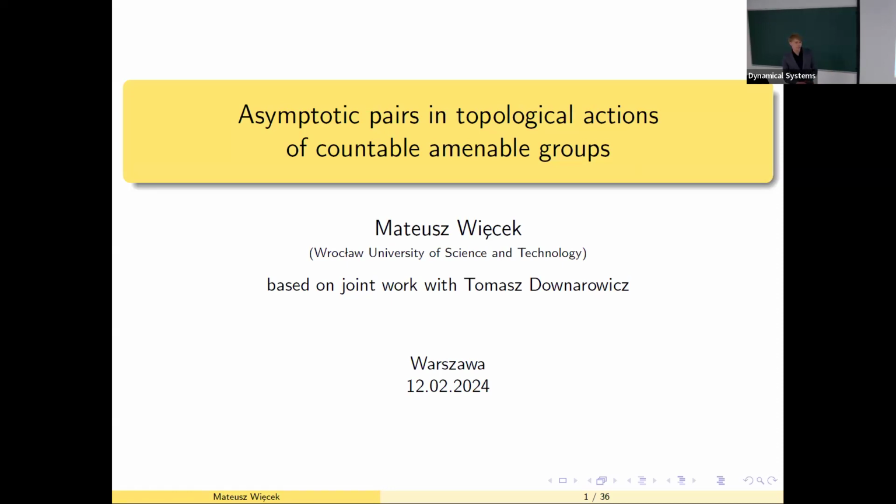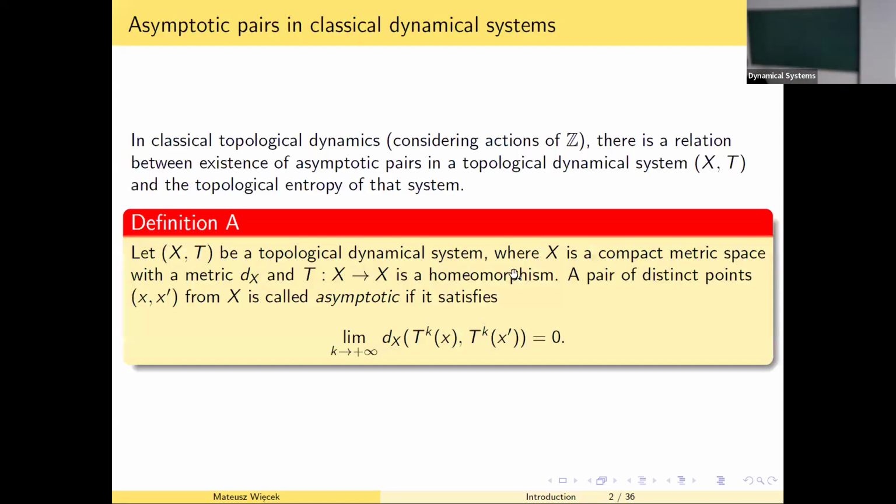And I would like to present some new results concerning these subjects, especially some theorems about the connection between topological entropy and the existence of asymptotic pairs in topological actions of countable amenable groups, with the aid of the newly invented notion of multiorders. The part about multiorders will also occupy a large fraction of this talk. But to introduce this subject, I would like to start with some historical background.